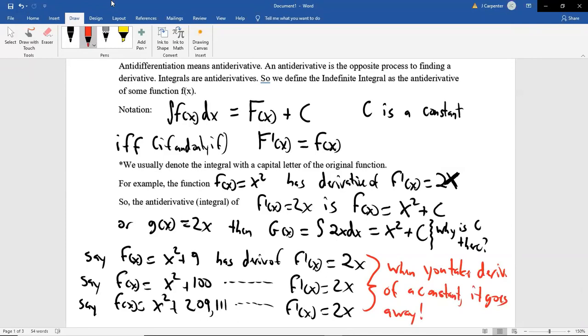So, if your function was x squared, its derivative is 2x. If your function is x squared plus 9, its derivative is 2x. If your function is x squared plus 100, x squared plus a million, x squared plus 209,111, all of them have the exact same derivative. So when you're working backwards, if you've got the derivative and you're doing an antiderivative, we know that the 2x leads to an x squared. Because every time we've had x squared, it led to 2x. So going backwards, 2x leads to x squared. But how do we know whether it has the 9, the 100, the 209,000, a million, or nothing?